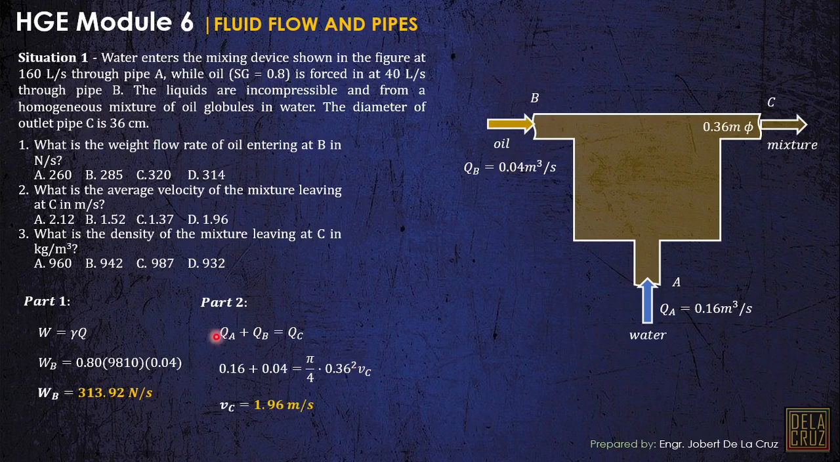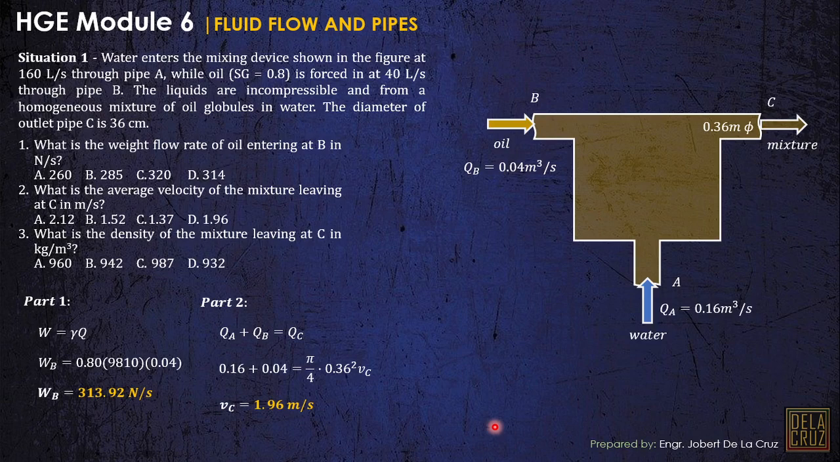Alright. How about part 3? What is the density of the mixture leaving at C in kilograms per cubic meter? So if hinahanap yung density, saan natin makikita yung density dito? Anong formula yung dapat natin gamitin?